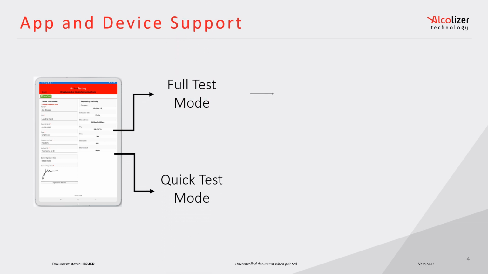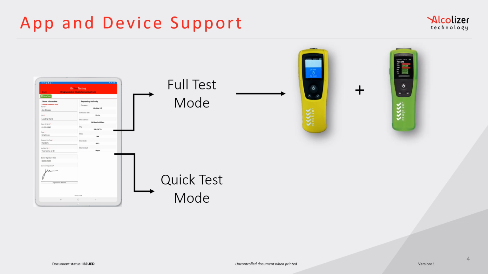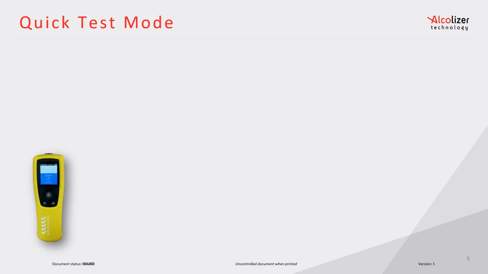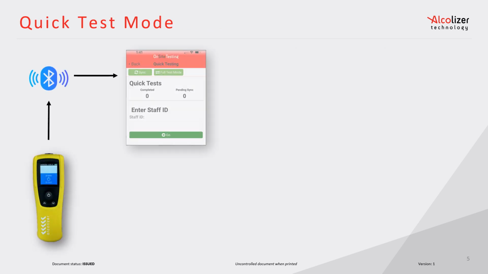Full test mode can be used for both alcohol and drug tests. The quick test mode is used for alcohol tests only. The quick test mode receives breath test results in the app with an optional staff ID, and automatically syncs them from the app to Alco Connect.